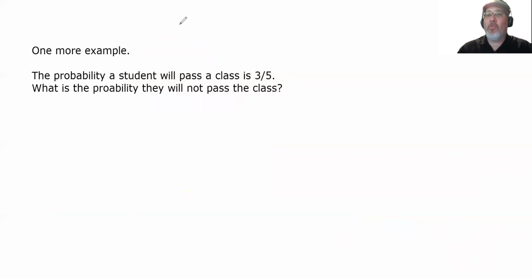All right, let's take a look at one more example. The probability a student will pass a class is 3/5. What is the probability they will not pass the class? Again, you can probably look at this and already say the answer. But I want to make sure you're clear how this fits into what we just said. Pass a class and not pass a class are complements. We go to a bunch of students and ask them, did you pass the class? Either they belong to this event or they belong to that one. If we call pass the class E, then not pass the class is E complement.